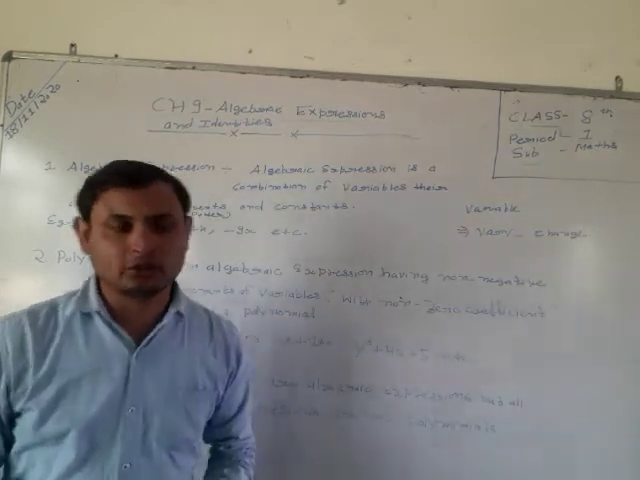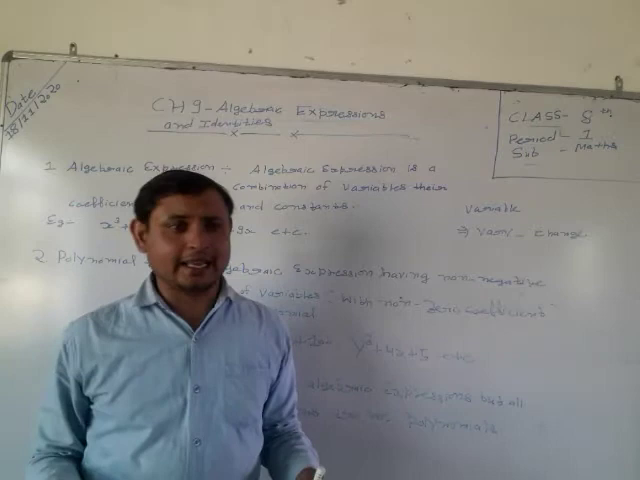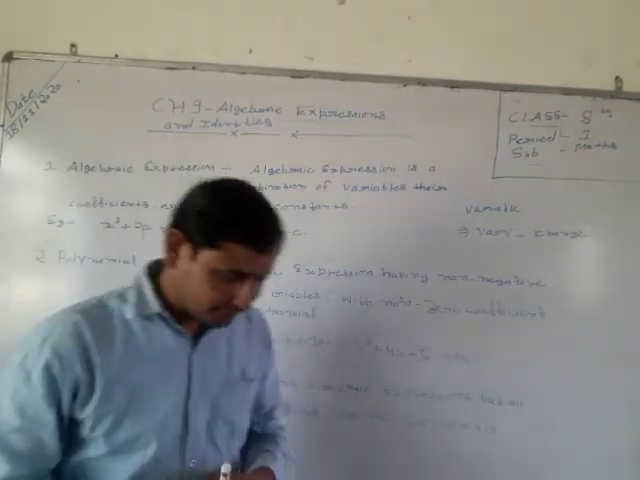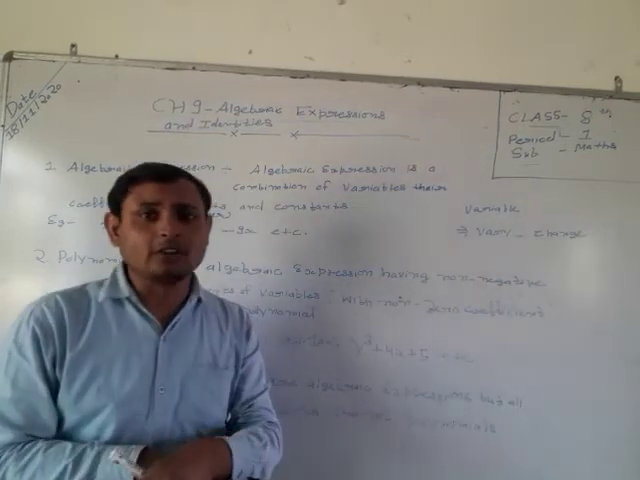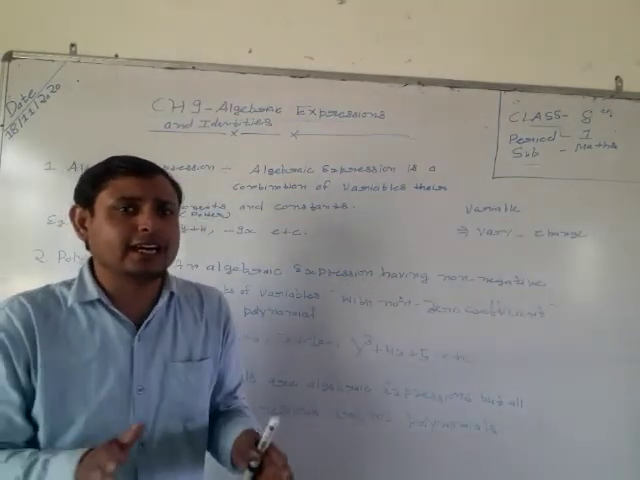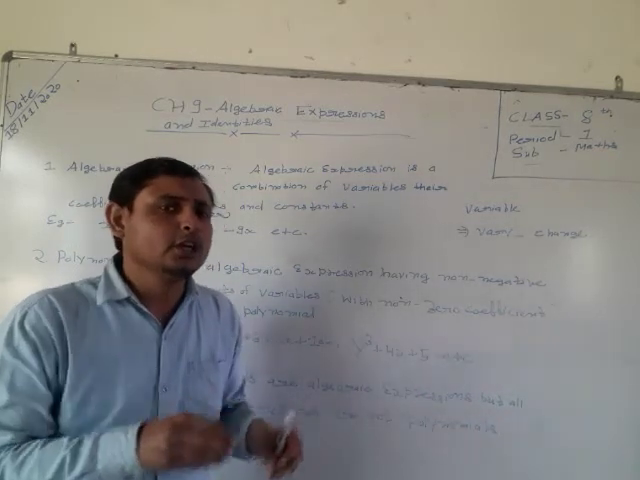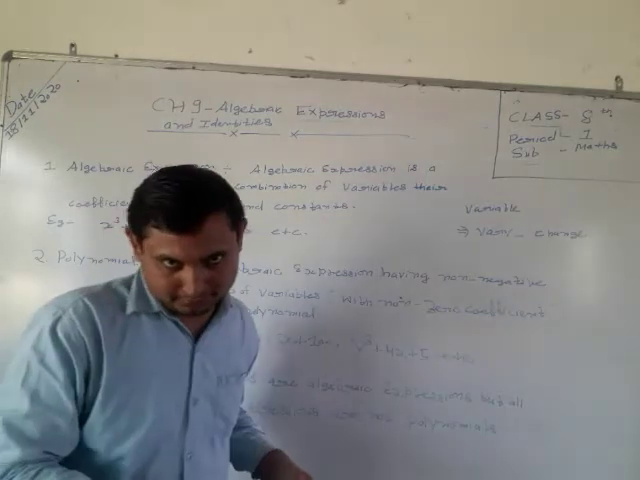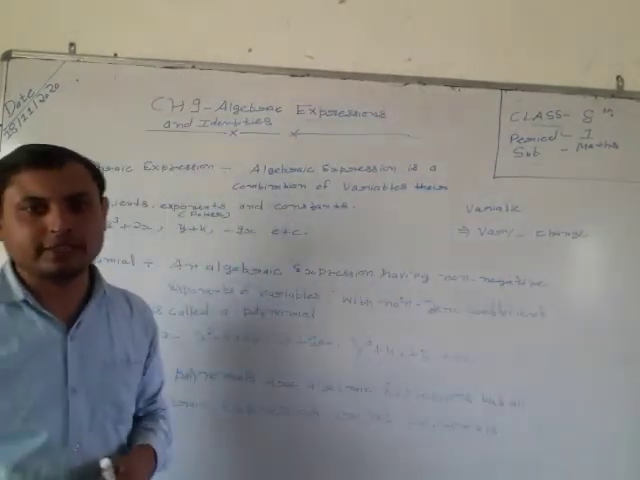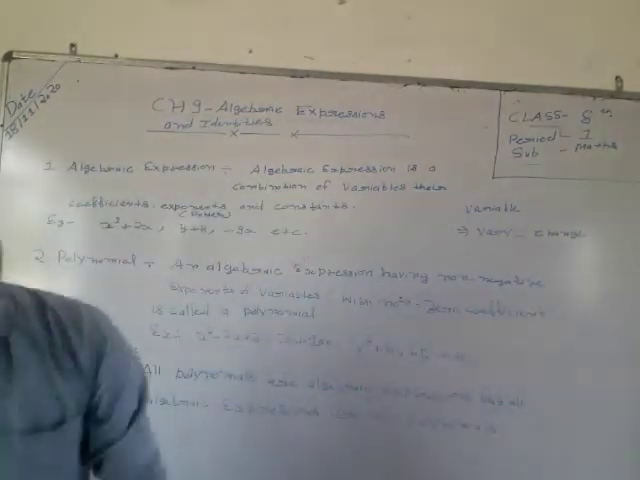Normally we denote variables by alphabets like X, Y, Z, A, B, C. But be clear, alphabets are not variables. These are only notations of variables. We denote variables by the alphabets of the English language. I hope you understood.